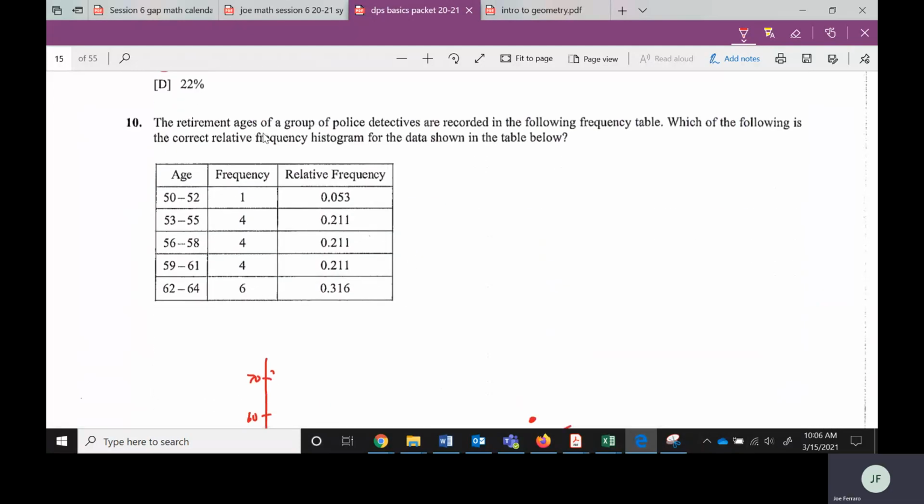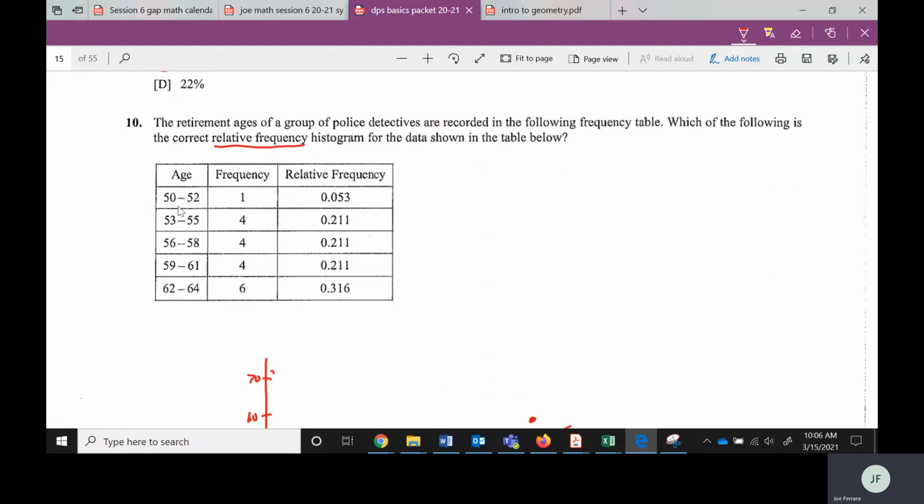It says retirement ages of a group of police detectives are recorded in the following table. Which of the following is the correct relative frequency histogram for the data shown? So a couple things. Now the answers are on the next page here, but they want the relative frequency, which you don't even need to know what that means. Basically what it means is percent of the total. So this would be about 5% of the total, about 21%, about 32% of the total. So if we look at the next page, they're worried about relative frequency.